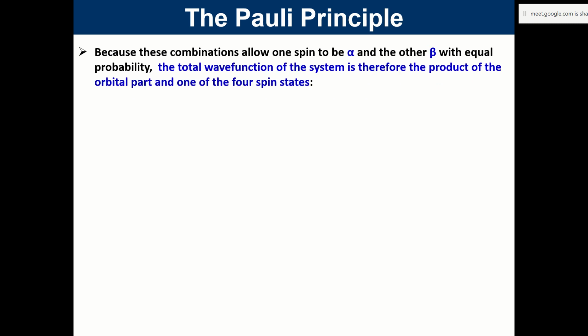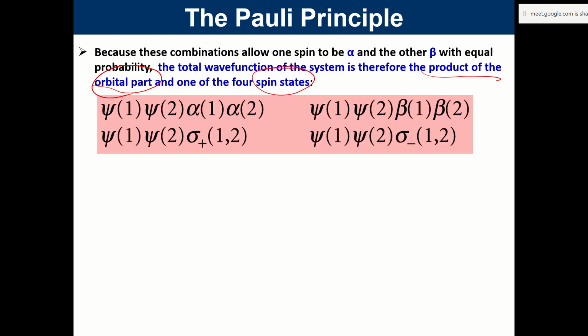Okay, so total wave function is the product of all this orbital part and the spin states. So 4 spin states are there now. Psi 1 psi 2 remains the same, but we can write alpha 1 alpha 2, beta 1 beta 2, and then the 2 combinations. Okay, so total we can think of 4 different total wave functions. Psi 1 psi 2 is constant in all of them. Rest we are thinking both having alpha, both having beta, and then the combination of the 2, which is represented over here. Now which one of these 4 is the correct representation? That's the question to be asked.